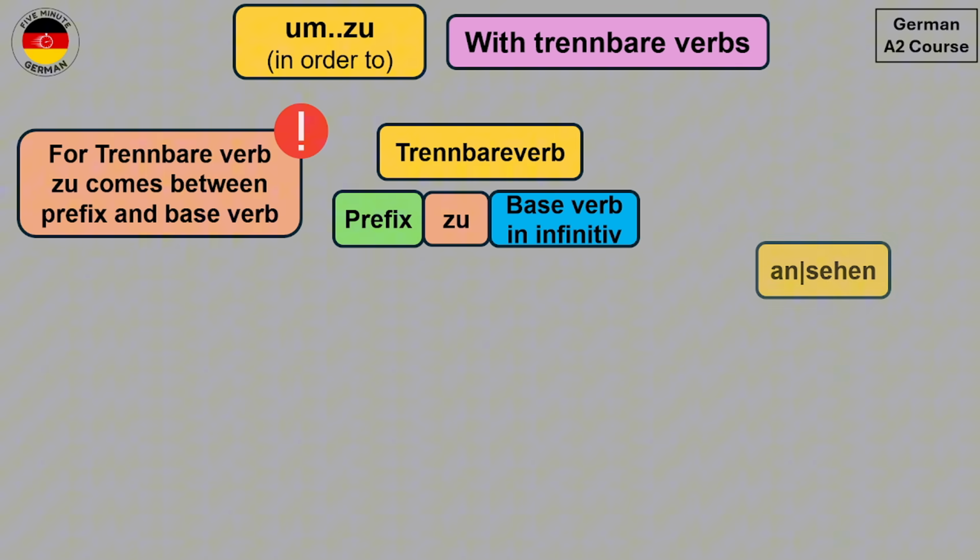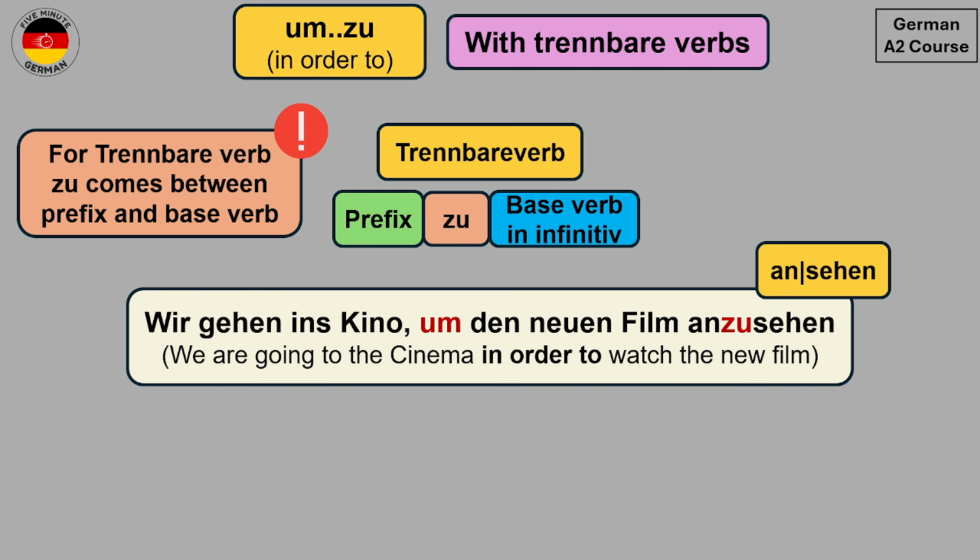So I will take the verb ansehen, which means to watch. When I use this with zu, I have the sentence: Wir gehen ins Kino, den neuen Film anzusehen. We are going to the cinema in order to watch the new film. So you see, we have added zu between an and sehen.